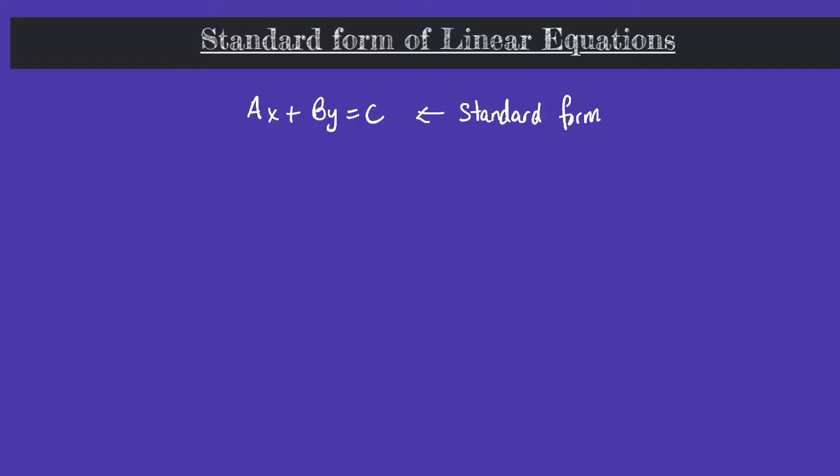What you need to pay attention to is that all of our variable terms, all of the terms that have variables, x and y, are on the left-hand side of our equal sign, and the constant, which is our c, is on the right-hand side, or it's on a side by itself. And a, b, c all represent numbers, okay? So, with that being said, let's go ahead and do some examples.